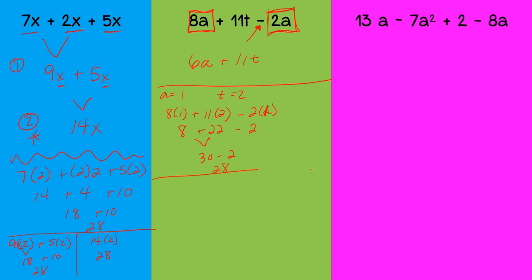Okay, so then now let's go ahead and see what I get with 6a. So 6 times 1 plus 11 times 2. 6 times 1 is 6, plus 11 times 2 is 22, and I get 28. Thus proving that my two expressions right here are equivalent.